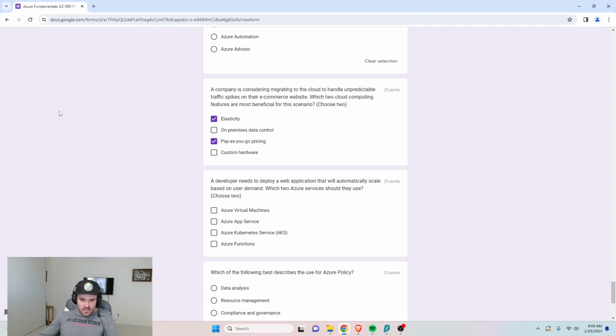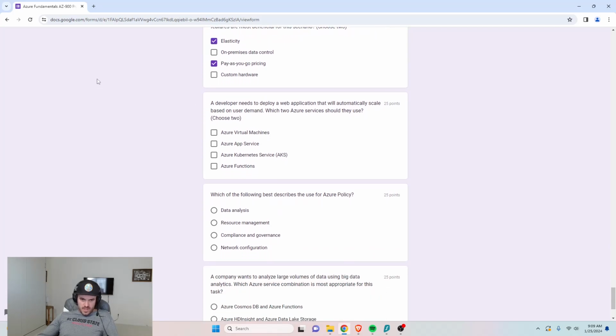Custom hardware, you kind of just get what Azure has, even though you can do things like reservations to allow you to maybe configure your hardware. It's not necessarily customized, especially when we think about cloud computing in general.